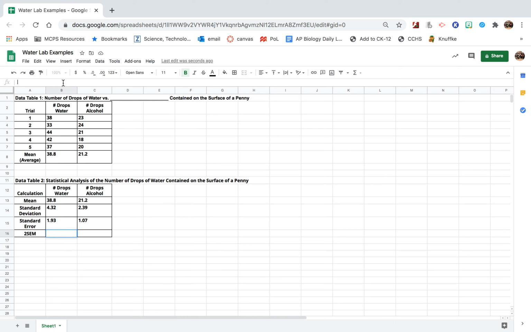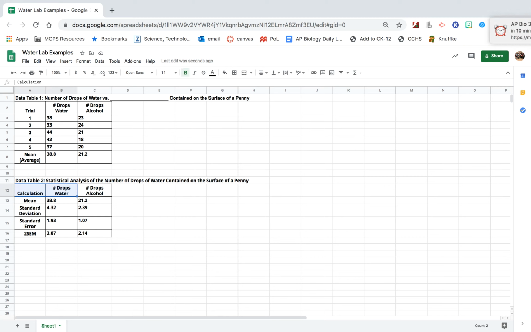Finally, for 2 times the standard error of the mean, remember that gives us 95% confidence. I'm going to just do 2 times my standard error. So I'm going to do 2 times, shift 8, is the asterisk, of B15. Okay, I'm expecting it to be a little bit less than 4 because it's 2 times a little bit less than 2. All right, 3.87 seems reasonable. And this one should be a little bit above 2. Yep, 2.14.